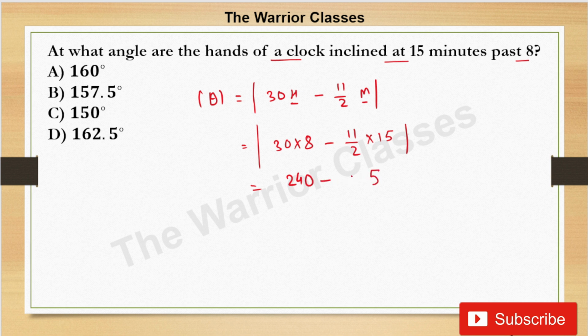So we can solve it. It is 240 minus 165 over 2, and the value of 165 over 2 is 82.5. Now we'll subtract 82.5 from 240 and it will be 157.5 degrees, right? Now 157.5 degrees is correct. Option number B is correct for this answer.